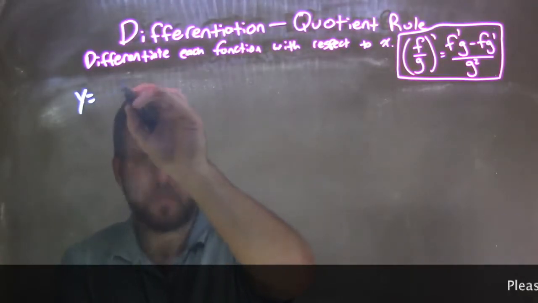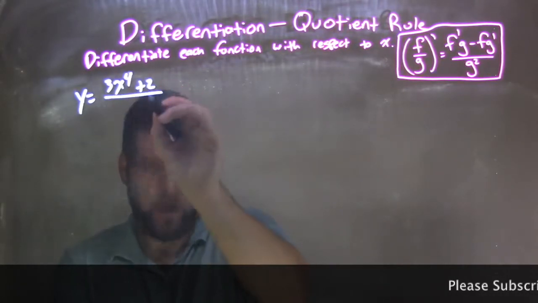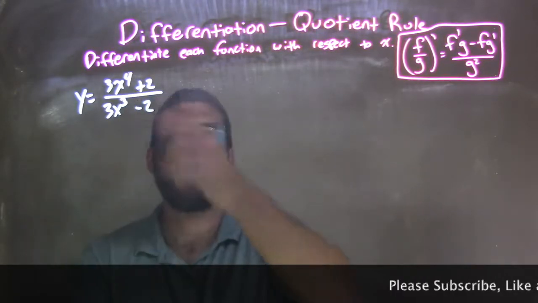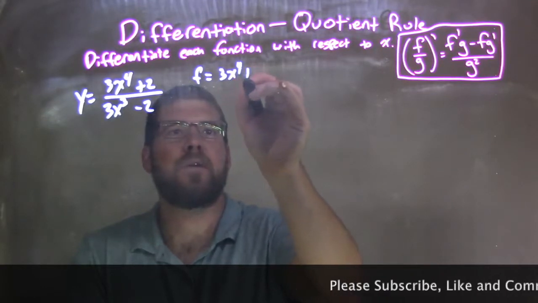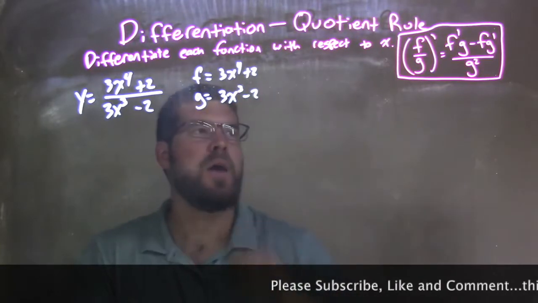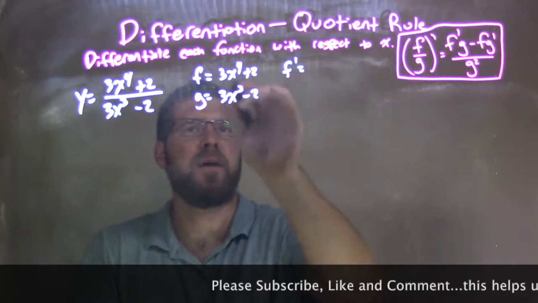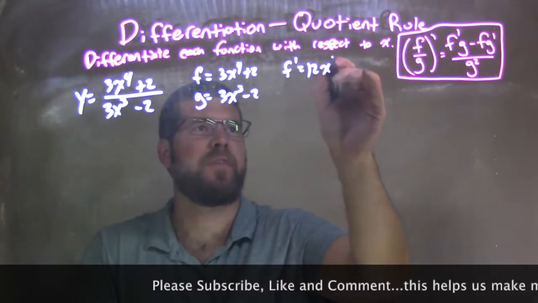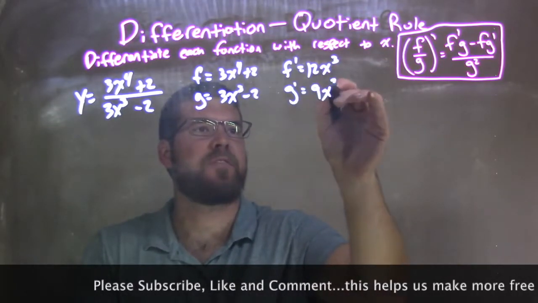Y equals 3x to the 4th plus 2 all over 3x to the 3rd minus 2. My numerator, I'm going to label f, and so that's 3x to the 4th plus 2. And my denominator, I'm labeling g, 3x to the 3rd minus 2. I know with my quotient rule, I'm going to find f prime and g prime, so let's do that. f prime, power rule, so we have 12x to the 3rd power, and g prime, again, power rule gives us 9x squared.